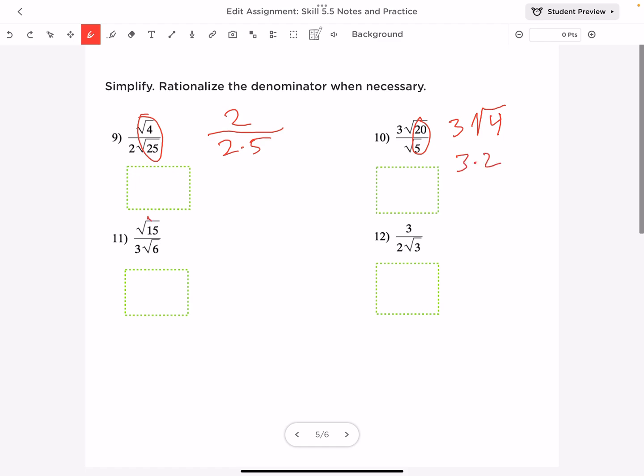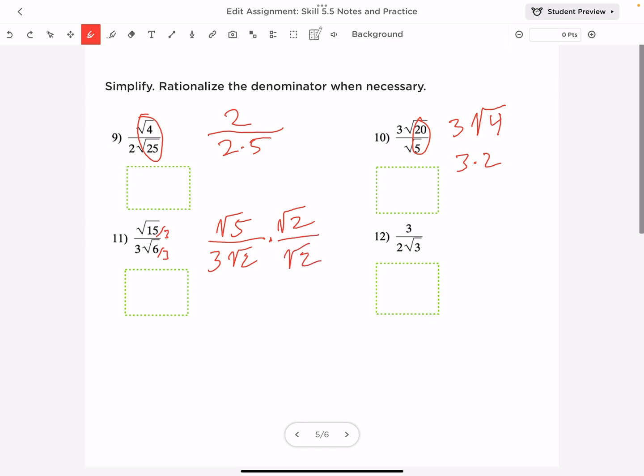Now, for 11, we still want to simplify 15 over 6, to make it easy for ourselves. But here, they have a common factor 3, so I can divide 15 by 3 and 6 by 3. When I do that, I get square root of 5 over 3 square root 2. So 15 over 6 simplifies to 5 over 2. And now I need to rationalize the denominator. And I do that by multiplying by root 2 over root 2.